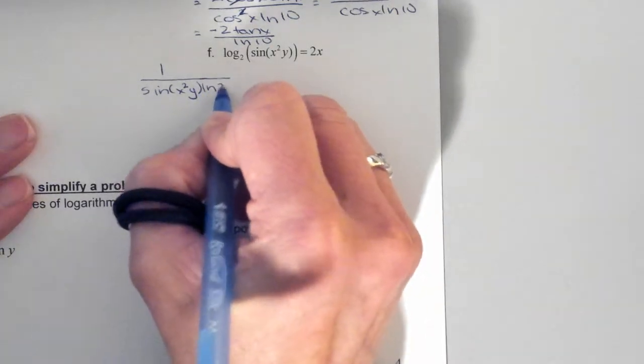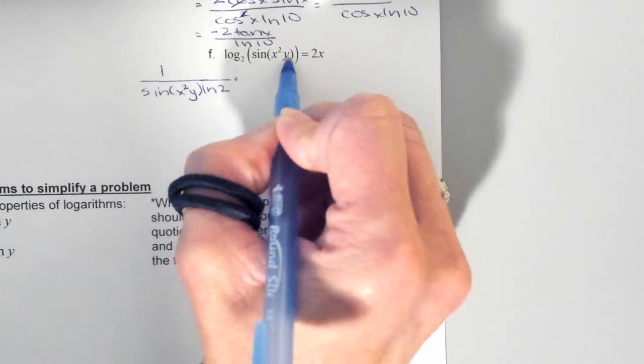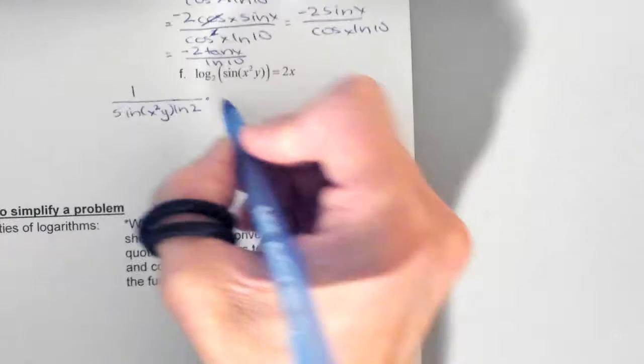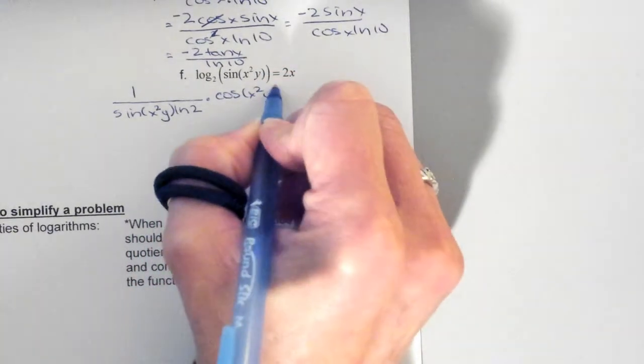The natural log of 2. Okay, that's the first part, right? Times. Then I need to deal with this inside. What's the derivative of the sine? It is cosine, so we've got cosine of x squared y.